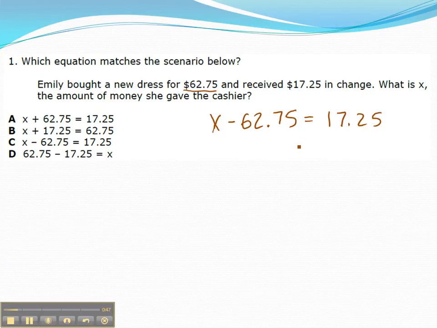She's going to have to give the cashier more than $62.75. He's going to subtract that amount from the amount she gave him and give her the change back. So this is the correct equation. Looking at these answer choices, answer choice C matches that.